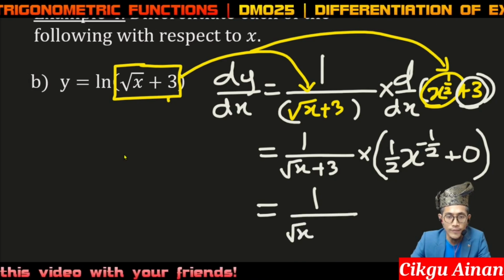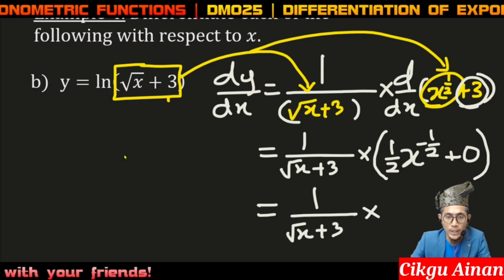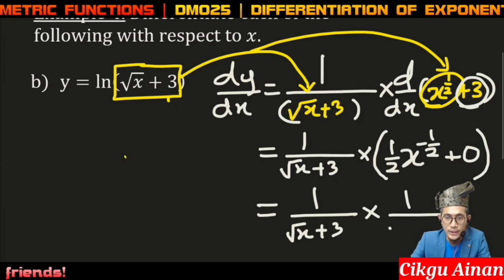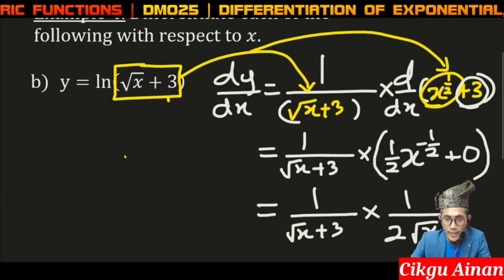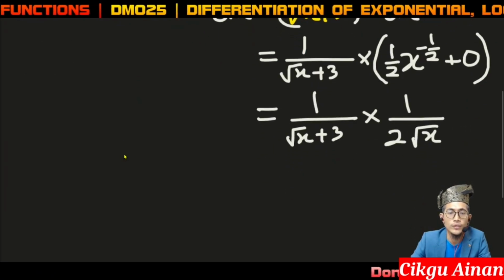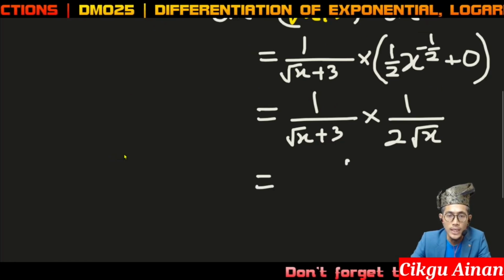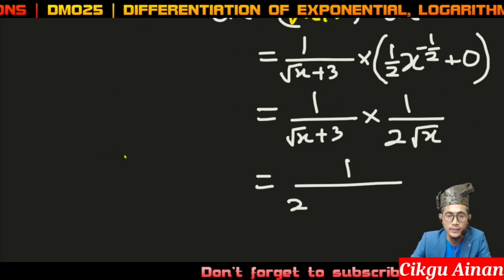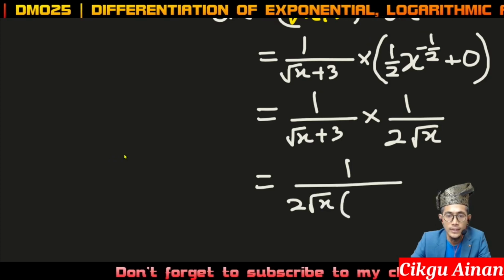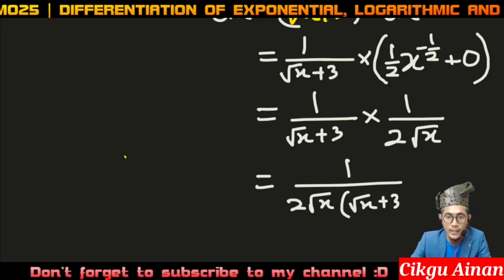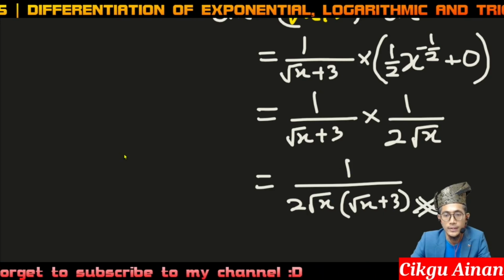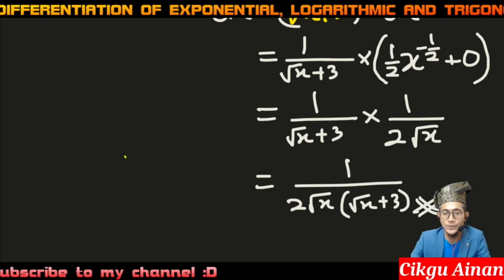So for square root of x plus 3, this one is 1 over 2 square root of x, multiplied by 1 over square root of x plus 3. We write it like this, put a bracket. Easy, like that. Done already. So that's the answer for this one.